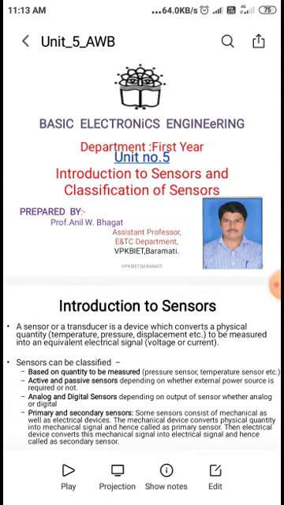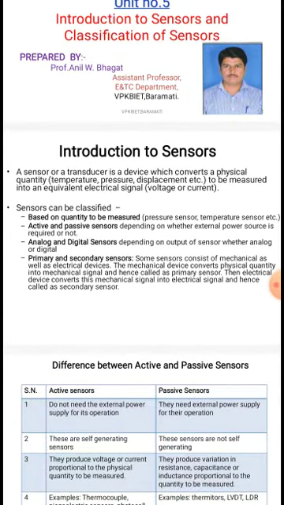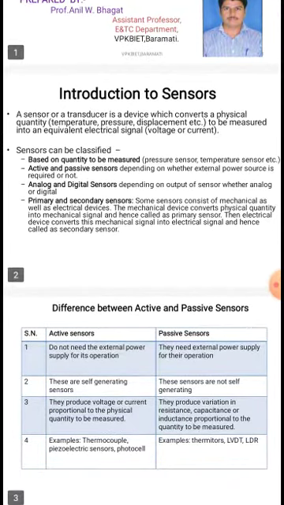The title is Introduction to Sensors and Classification of Sensors. So what is a sensor? General question. A sensor is also known as a transducer. A transducer is an electrical or electronic device which converts a physical quantity, such as temperature, pressure, displacement, etc., into an electrical signal, such as voltage, current, or maybe frequency.